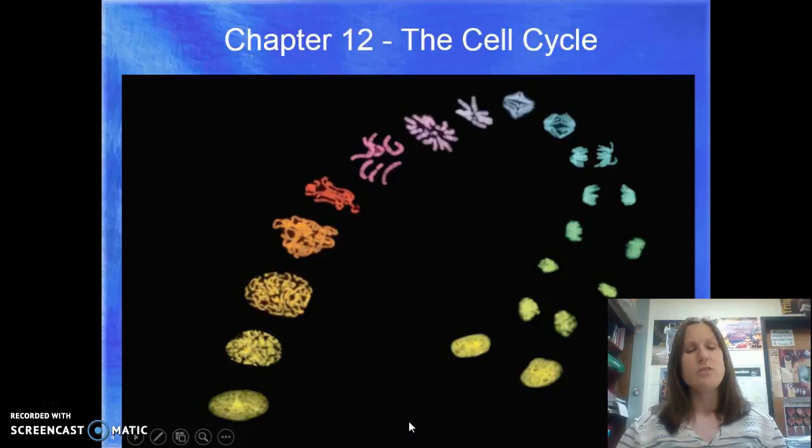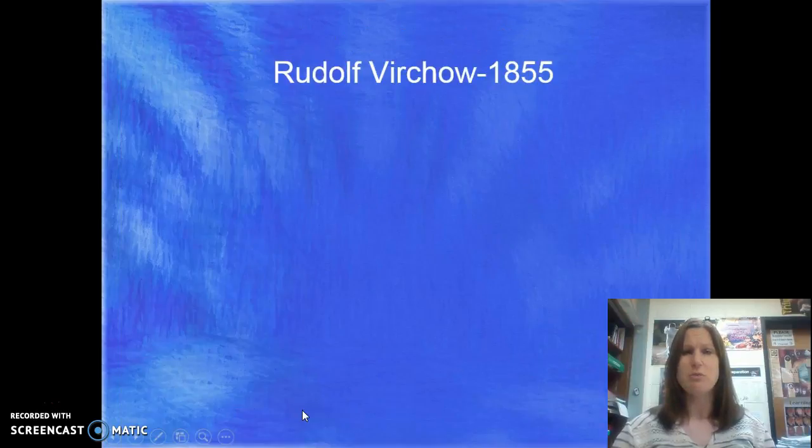All right, guys, here we go at the start of chapter 12. This first image that you see shows the whole cell cycle and how we used a fluorescent dye to capture each one of the different stages. And so we're going to be going through this from start to finish. And a lot of this should be review.